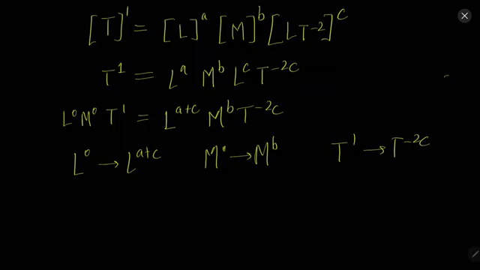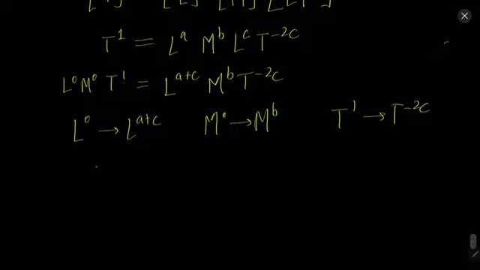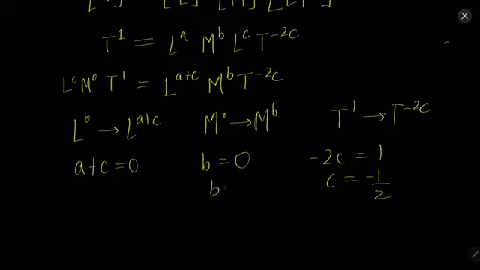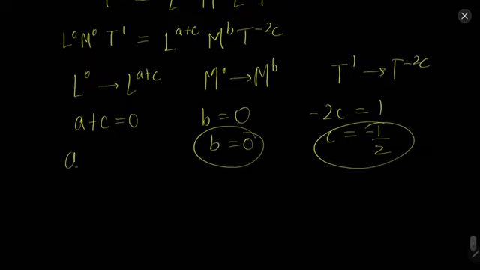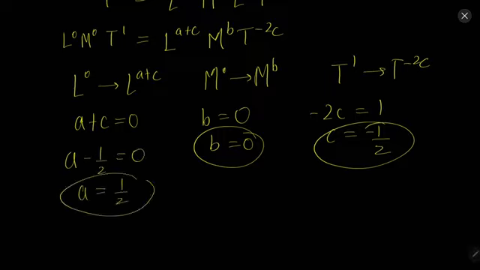They must be equal again because the dimensions must be the same on both sides. So you will get A plus C equal to 0, B equal to 0, and minus 2C equal to 1. So here C will be minus 1 by 2, B will be 0, and A minus 1 by 2 equal to 0, that is A equal to 1 by 2. So now we have all the terms.